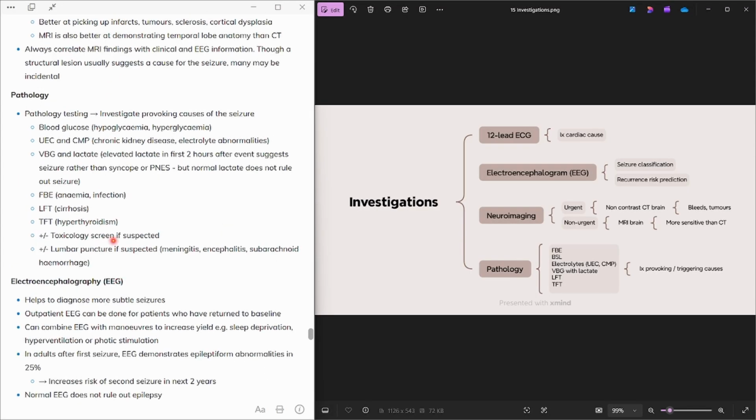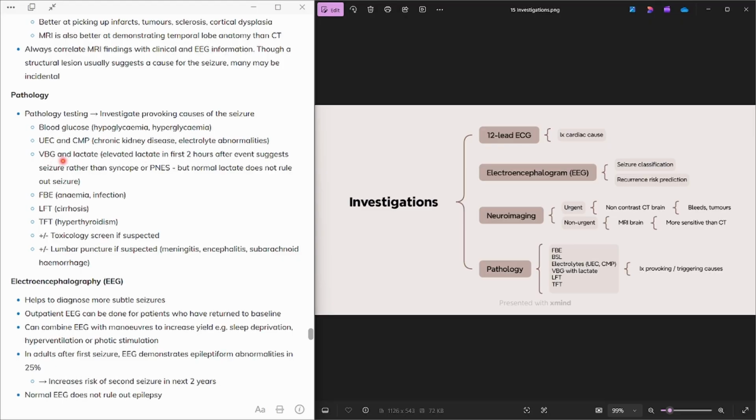Next will be pathology testing, and this is to investigate any provoking causes of the seizure. So blood glucose to look for hypo or hyperglycemia, UEC and CMP to look for renal function, such as in chronic kidney disease and any electrolyte abnormalities.